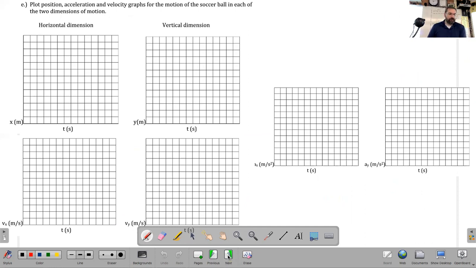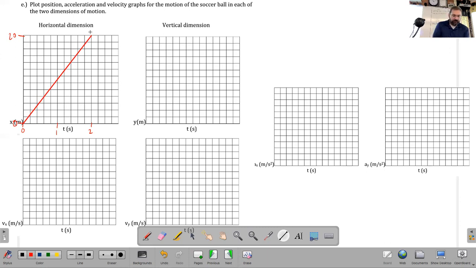So in the horizontal dimension, we know we travel a distance of 20 meters. So here at the bottom, this is always 0. We'll make this 20 meters at the top. And this time, 1, 2, 3, 4. We'll make this 1 second. Make this 2 seconds. So the total time of flight is about 1.8 seconds. And we end up with a horizontal distance of 20 meters. So the horizontal displacement has a constant slope because the horizontal velocity is constant.